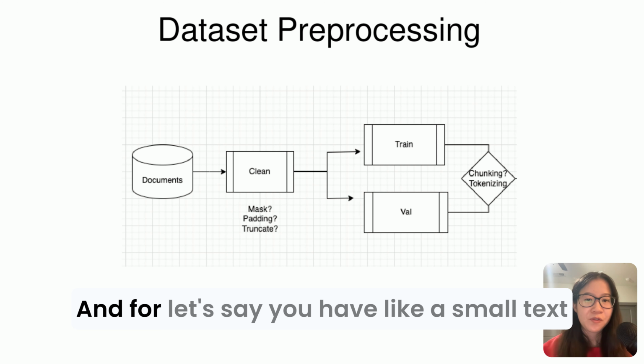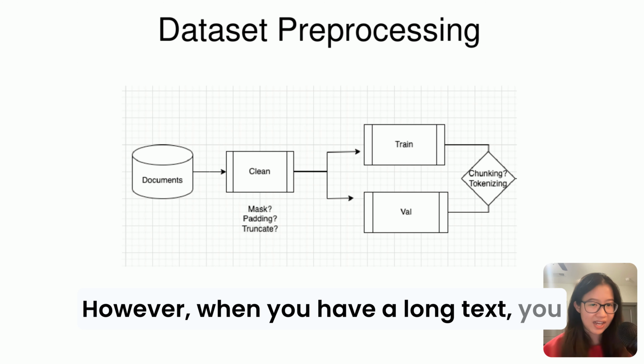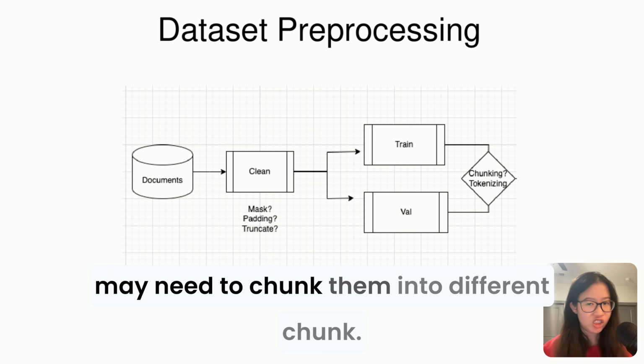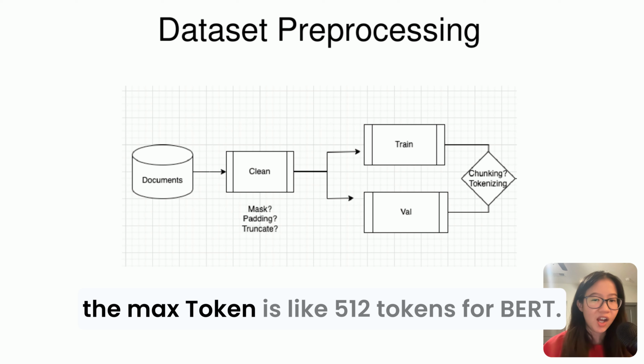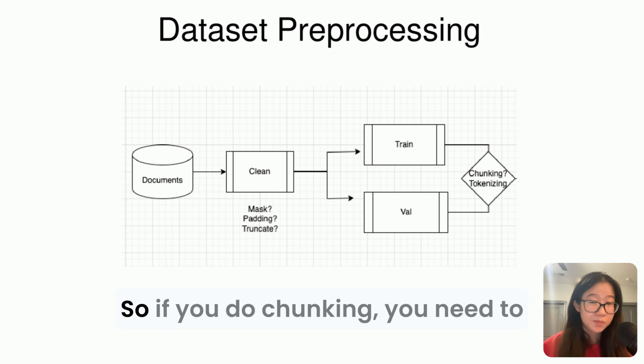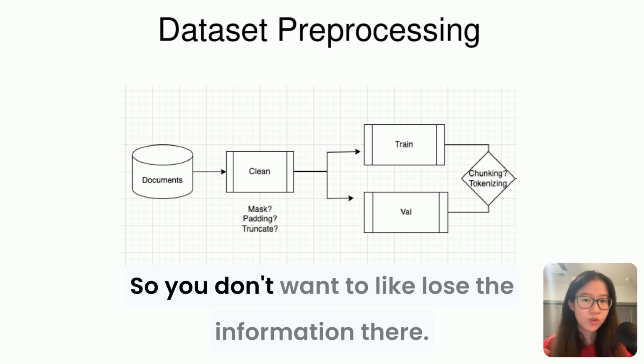Let's say you have a small text, then you can just go and tokenize it as it is. However, when you have a long text, you may need to chunk it into different chunks. For example, for BERT, the max is 512 tokens. So if you do chunking, you need to have some kind of overlapping as well, so you don't lose the information there.